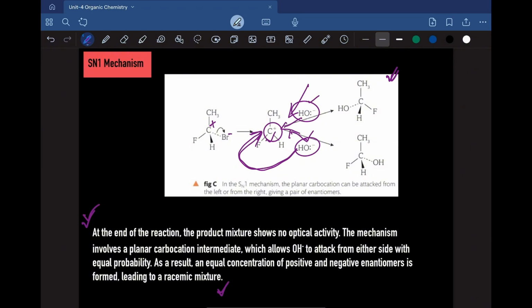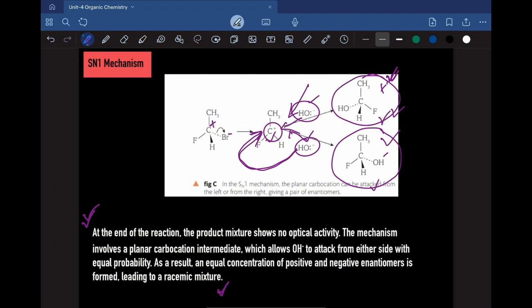Both the right hand side and left hand side can attack the electropositive carbon atom. That's why it produces two enantiomers. One is the positive enantiomer and the other one is the negative enantiomer. So as this nucleophile can attack the carbocation from both sides with equal probability, it will produce positive and negative enantiomers of equal concentration. Both of them will have equal concentration.